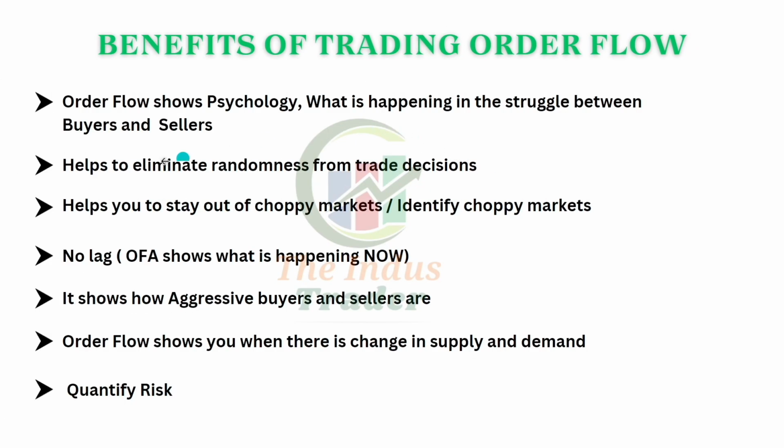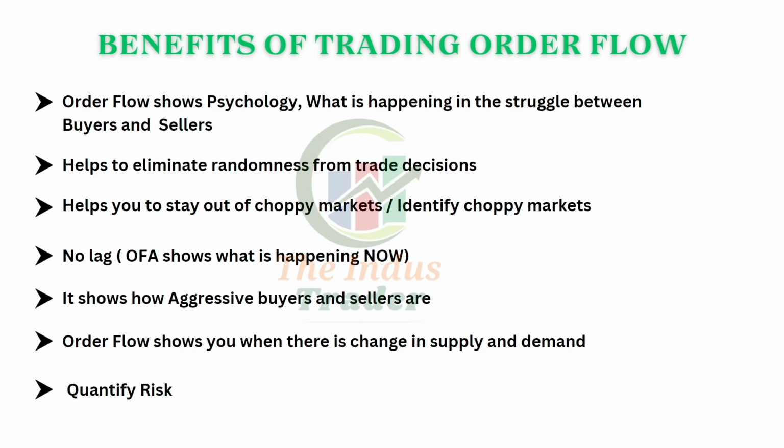Now the second point is that it helps to eliminate randomness from trade decisions. The second point is also interlinked with the third point. Let's read it together: it helps you to stay out of choppy markets, or to identify choppy markets. Choppy market is one of the enemies. On those days, if you are fighting with the market, going with excess quantity or bigger position sizing, then obviously we will see the majority of losses and overtrading, right? If you are able to identify choppy markets, then you can stay out of them, which eliminates randomness from trade decisions.